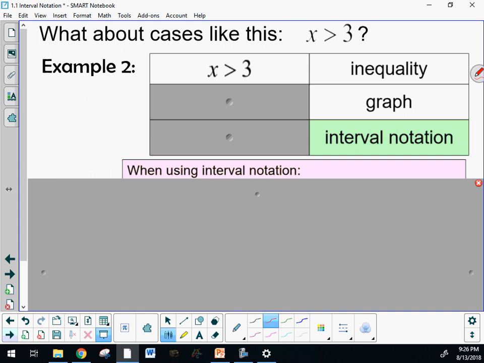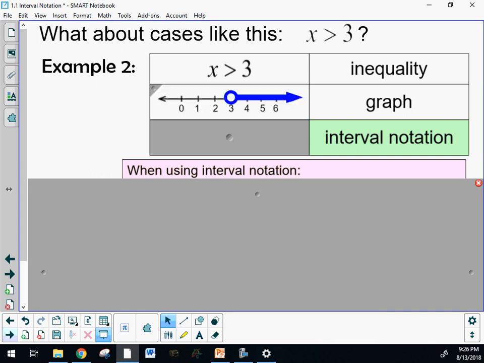So when you have something like this, x is greater than 3, we know that the graph of that looks like this. What about the interval notation? X is between what two things? So we would say that it starts at 3 and it goes off to infinity. Probably you remember this as well now that you see it.